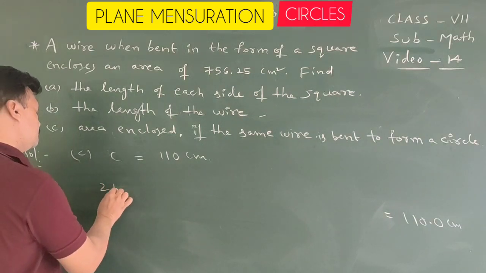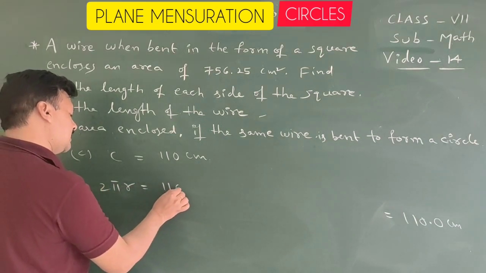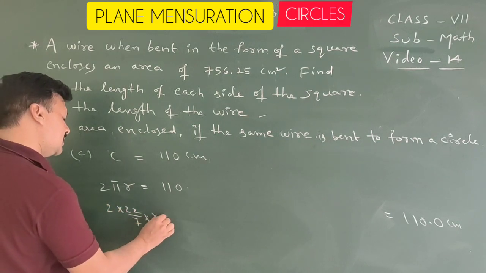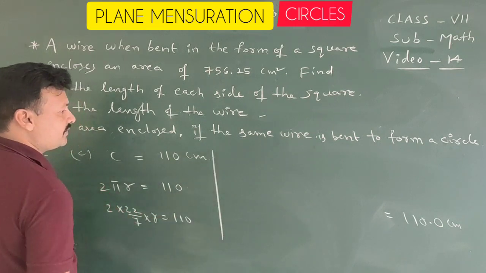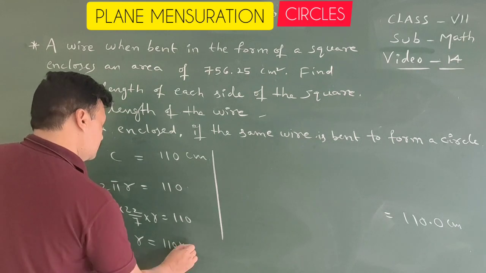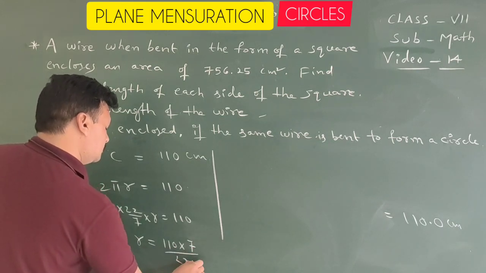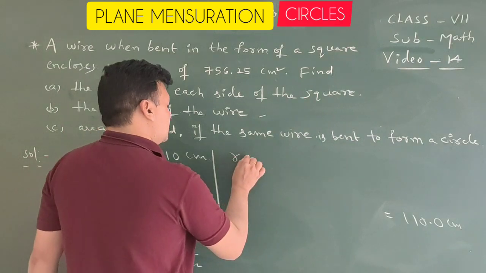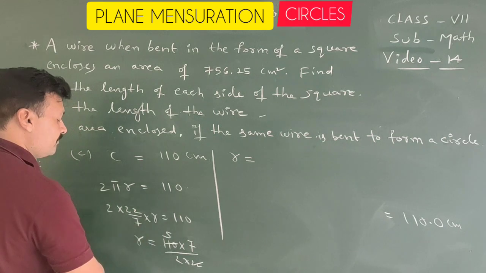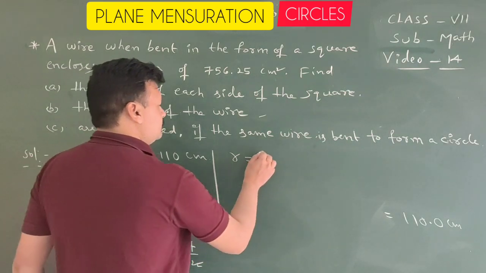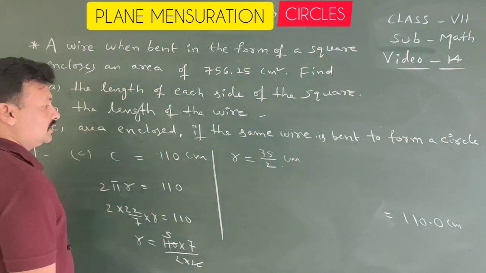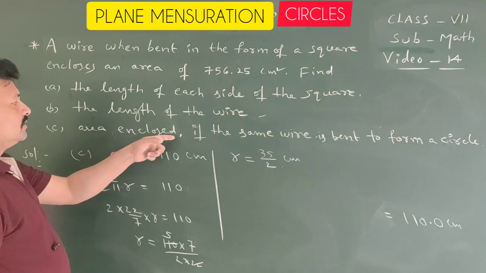So that is 2 pi r equal to 110. 2 into 22 by 7 into r equal to 110. So r equal to 110 into 7 by 2 into 22. So r equal to, here 22 5 times, 5 7s are 35 by 2. 35 by 2 centimeters is the r. Now area enclosed we need to find.